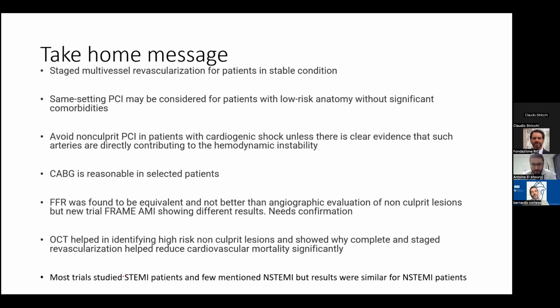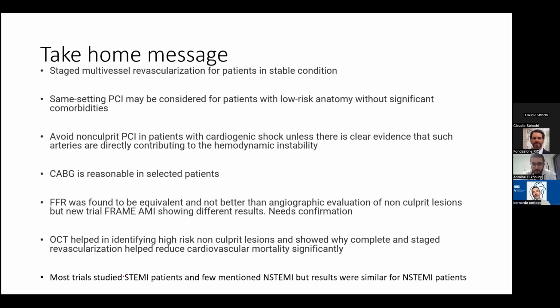And if it gives you a number less than 0.8, it means that most probably this lesion is significant. So you need to put a stent inside it. And if the number you get is above 0.8, in that case, you can just proceed with medical therapy and observation. It's mainly used to decide on intermediate lesions if they are significant or not.